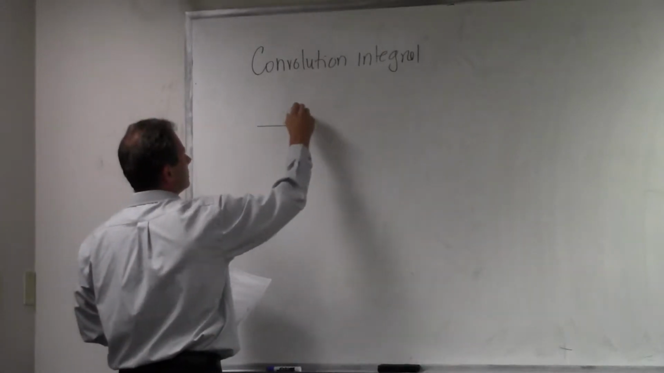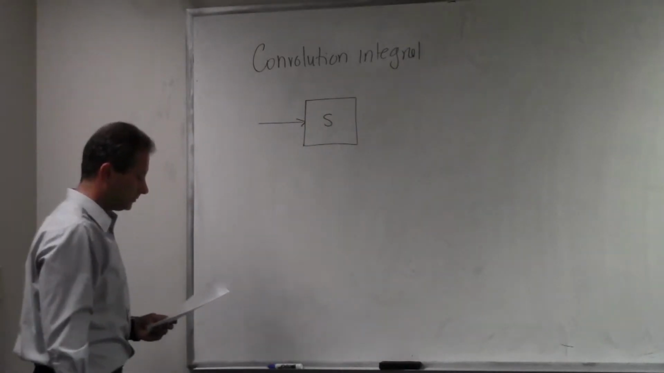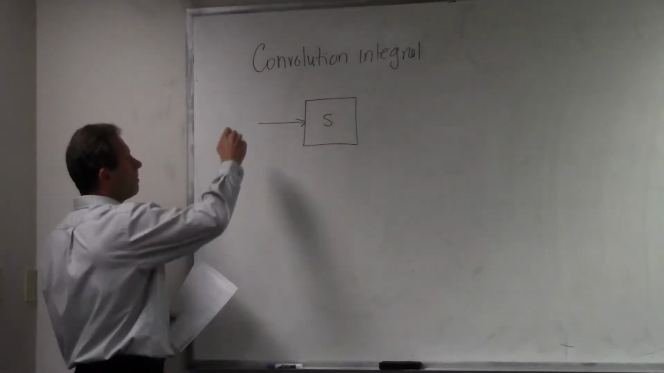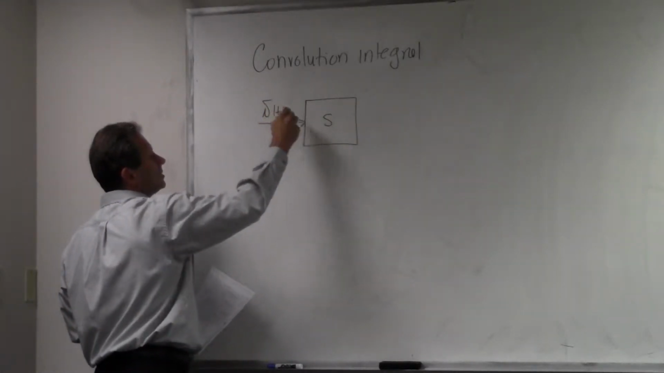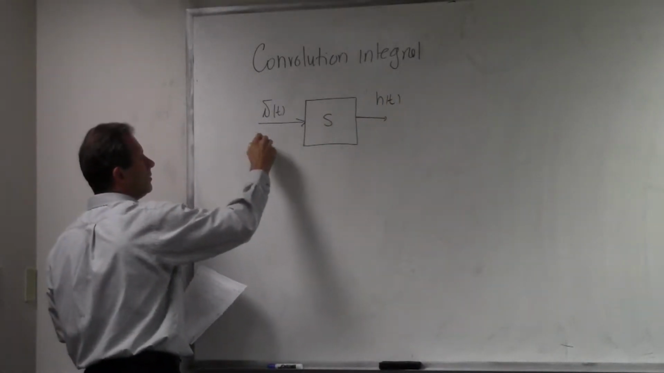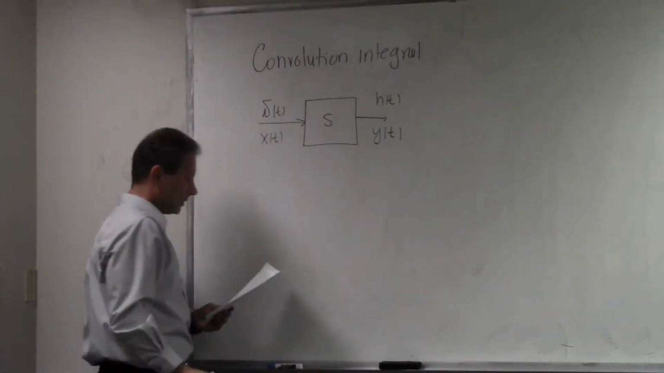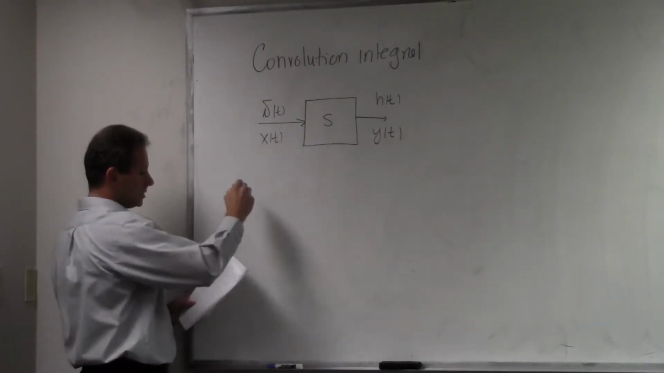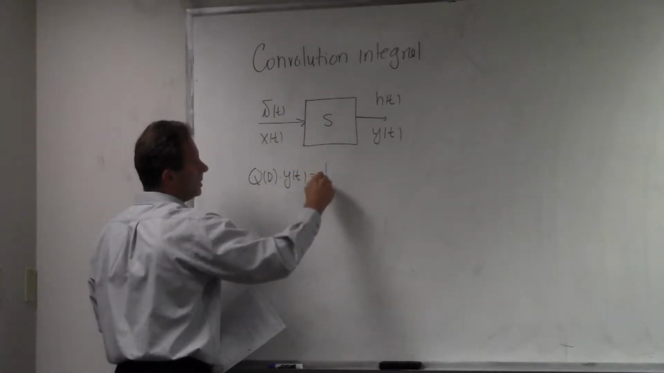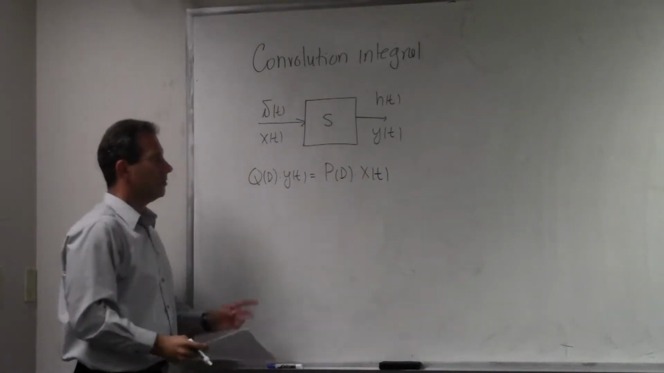So here are our standard settings. We have a system that is a linear time invariant system. We know that if we present a delta pulse to the system, it will respond with h of t. And we know if we present x of t, the output is going to be y of t. We also know the differential equation for this system that says that Q of D operating on y of t is equal to P of D operating on x of t. Those are those polynomial operators.